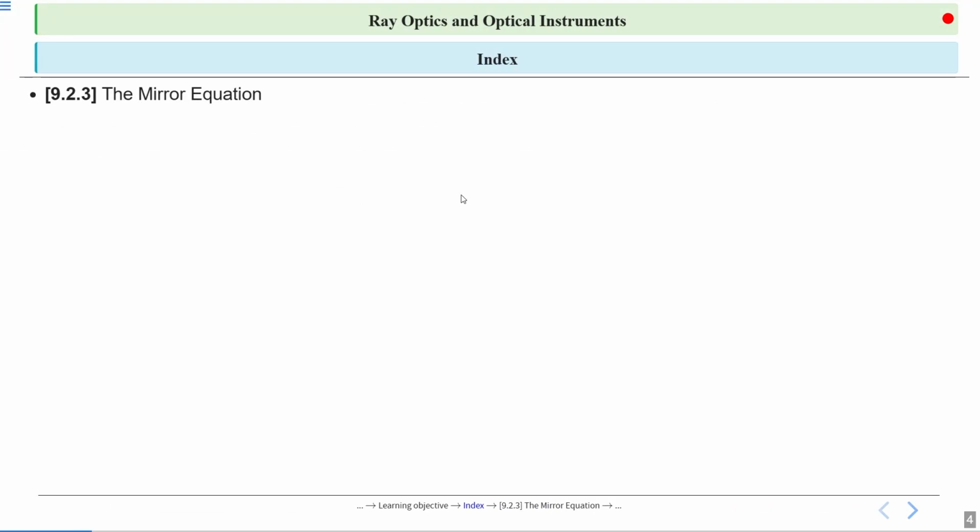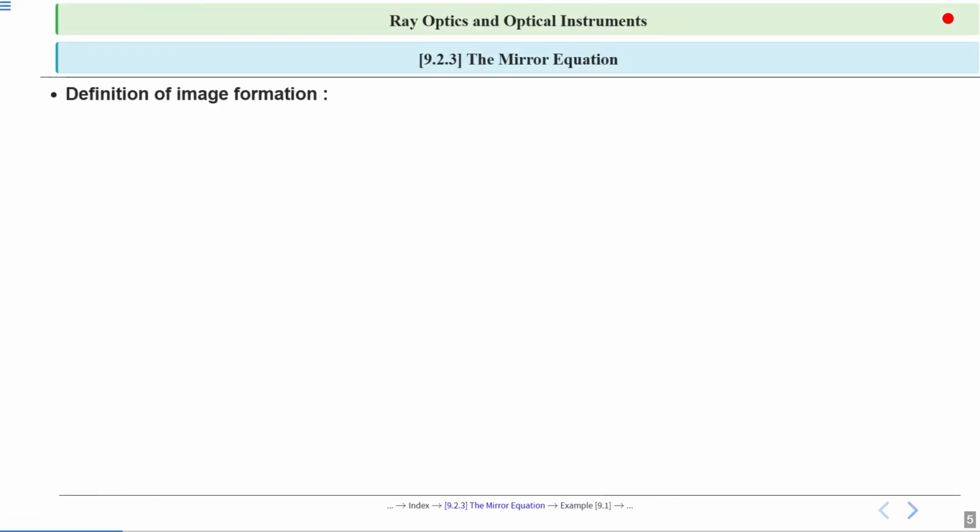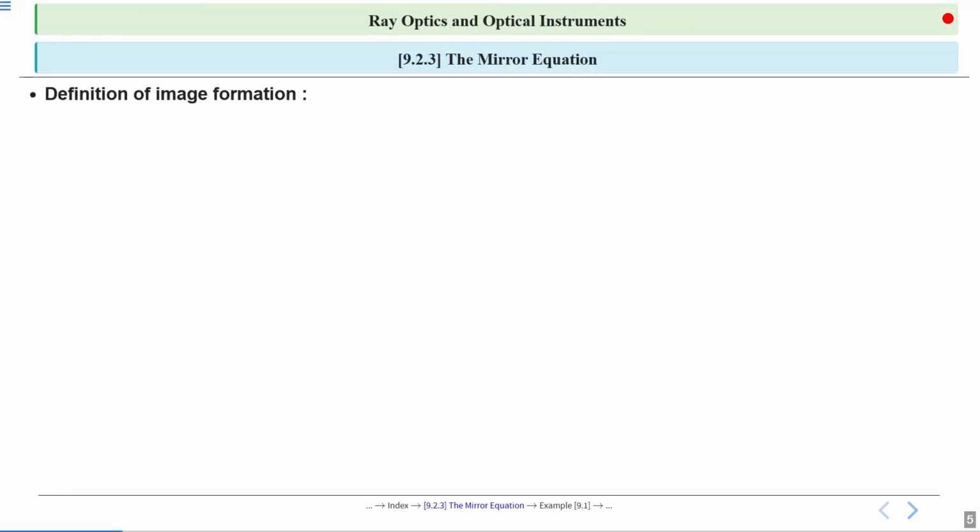The index of topics that we are going to discuss today is NCERT section 9.2.3, the mirror equation, where we are going to derive the expression for the mirror equation, and then example 9.1 and example 9.2. So let's start with the mirror equation.